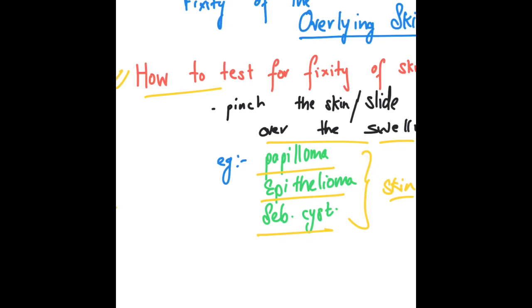so the next test will be fixity with the underlying structures. Testing for fixity to the underlying structures. Now, when you test for this, you test whether the swelling is fixed to the muscle, lies above it or deep to it. How do you do that? Let's see. What you will do is you have to make the muscle taut over which the swelling lies. Okay?